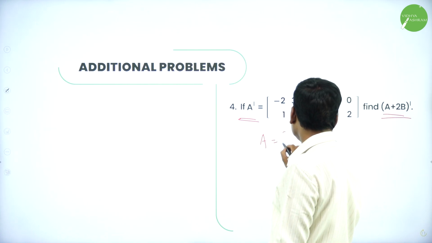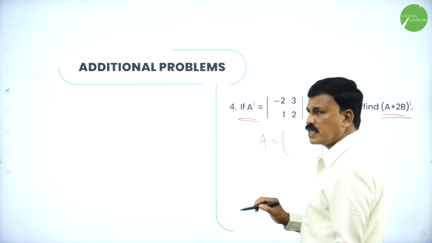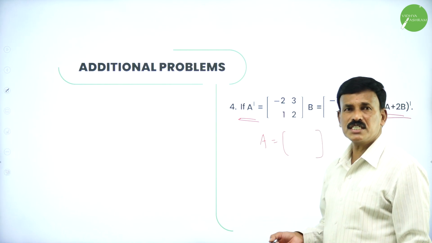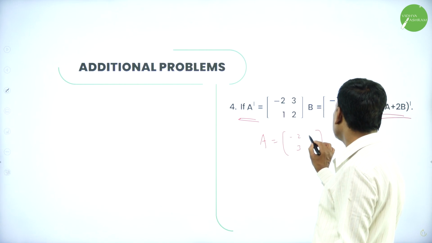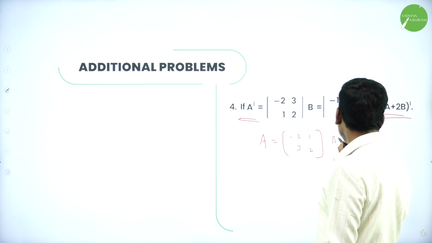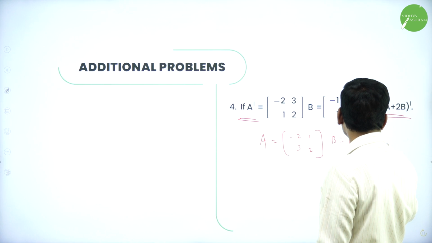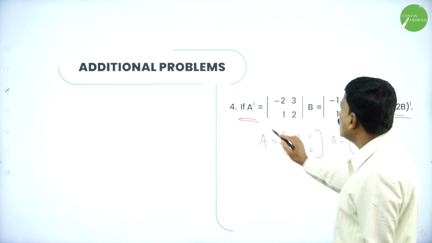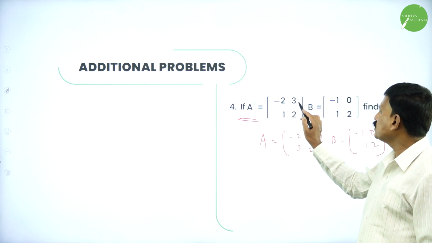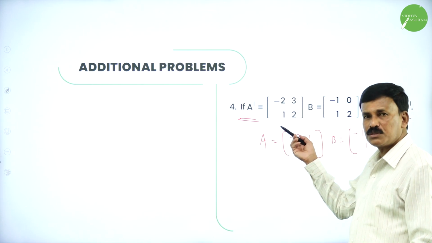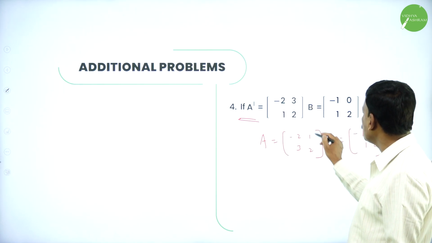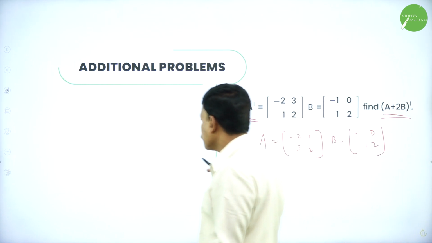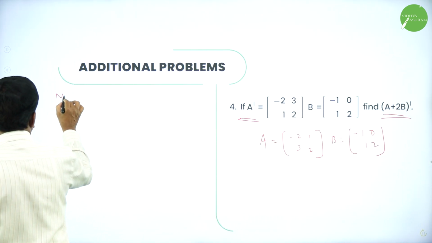A dash is given means A is equal to the transpose of this. Transpose of A transpose, we will get the same matrix. So A is equal to minus 2, 1, 3, 2, since the transpose of the first row becomes the first column. And B as it is, minus 1, 0, 1, 2. Now let us come to the problem.